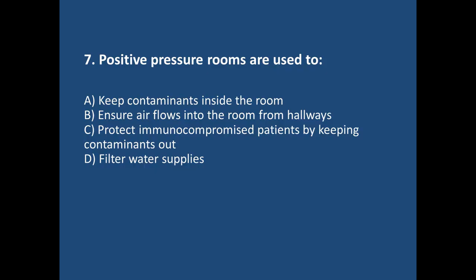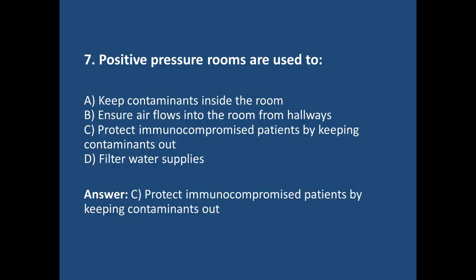Question number 7. Positive pressure rooms are used to A. Keep contaminants inside the room. B. Ensure air flows into the room from hallways. C. Protect immunocompromised patients by keeping contaminants out. And D. Filter water supplies. And the answer is C. Positive pressure rooms are used to protect immunocompromised patients by keeping contaminants out.